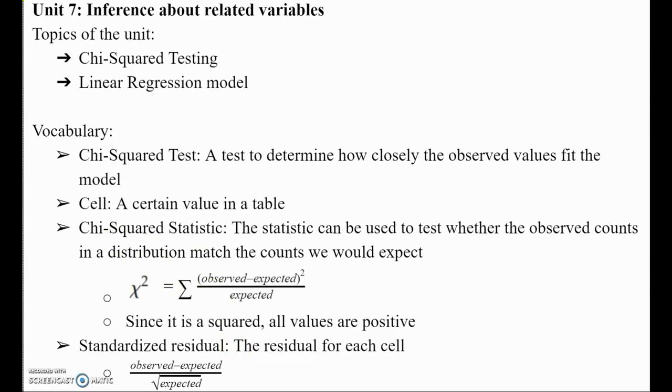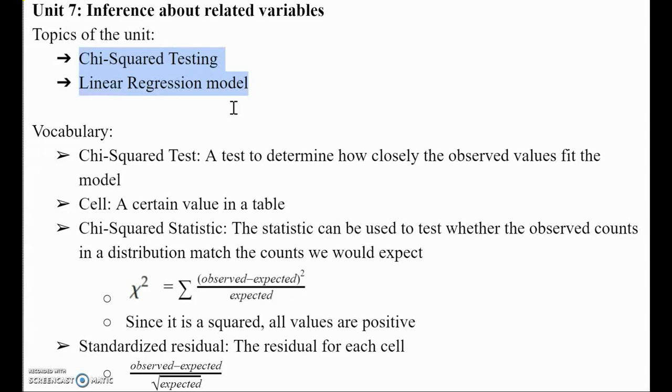Hello and welcome to the final unit of AP Statistics, Unit 7, which is Inference about related variables. Topics we'll cover in this unit are chi-square testing and linear regression model. Like the previous two units that deal with their own testing, this will also contain hypothesis testing as well as confidence intervals for both chi-squared and linear regression model.